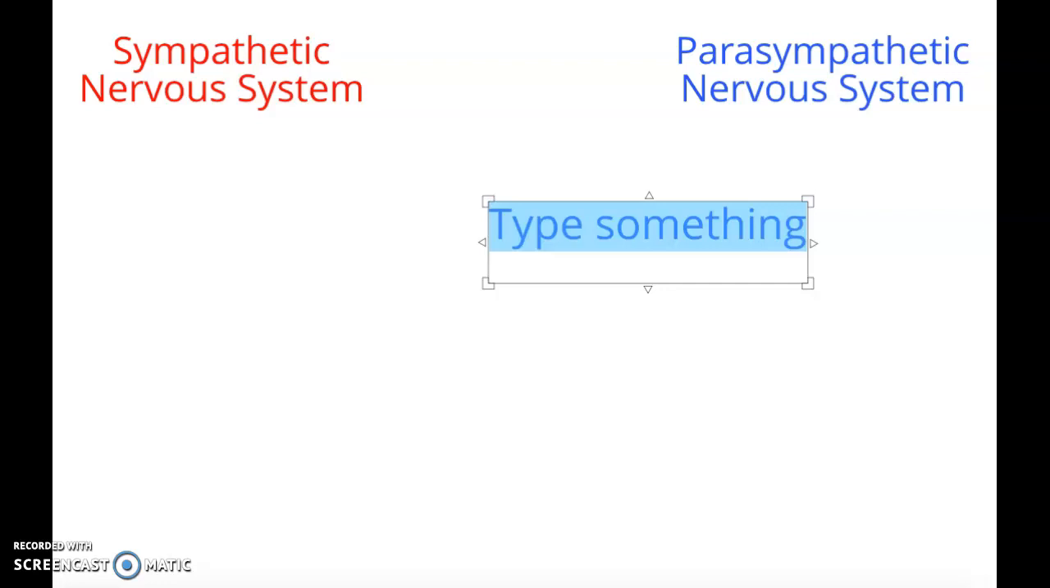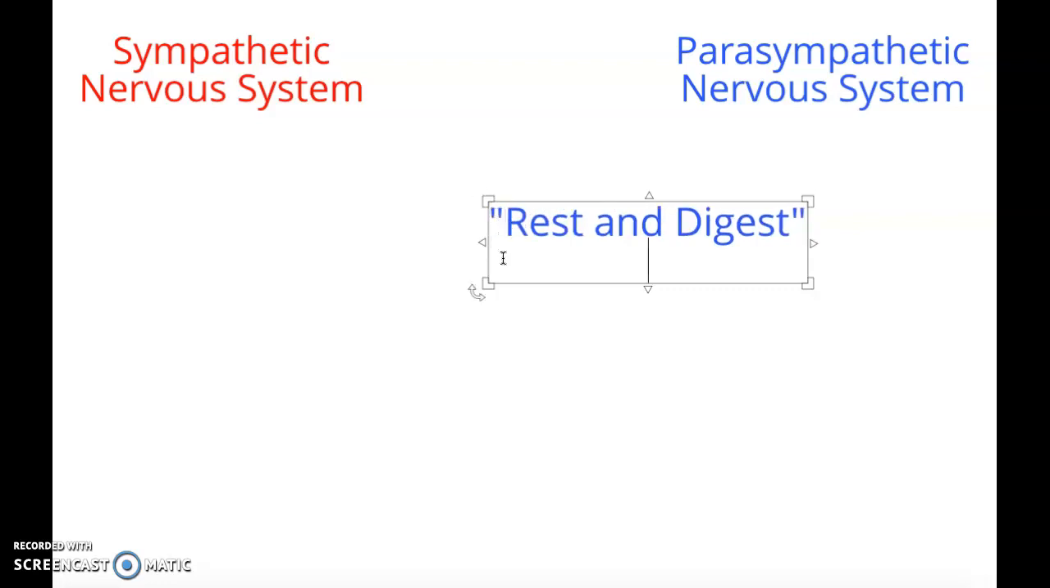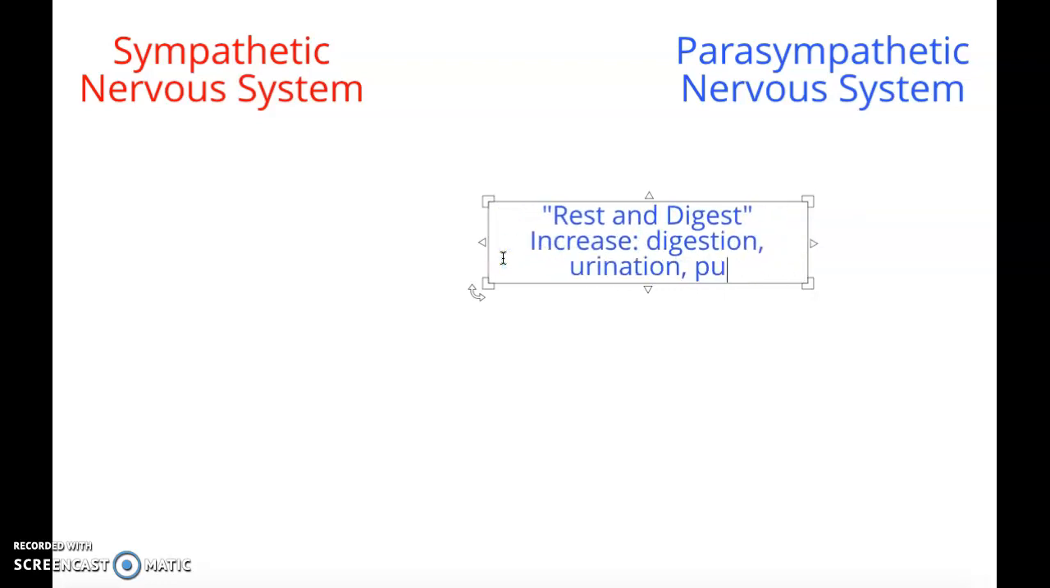So here we're going to go through a little drawing comparing parasympathetic and sympathetic nervous system. Hopefully this will help things make a little more sense. So first, with parasympathetic nervous system, we're just going to go through the general functions. First, let's just say this is rest and digest. So when you're resting and digesting, you increase digestion, urination, and the pupils constrict.